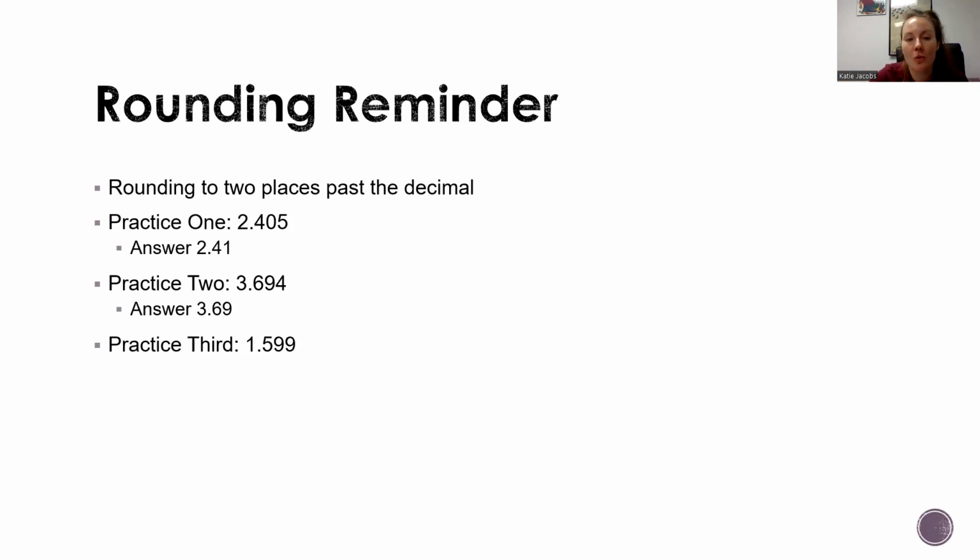All right, practice 3. What would we round 1.599 to? What would we round this number to? It's a little tricky. That's why we're doing it. If you said we round it to 1.60, you're correct. So here we see that the 3rd place past the decimal rounds up the second place past the decimal, which is already a 9. So that moves it to 1.60.